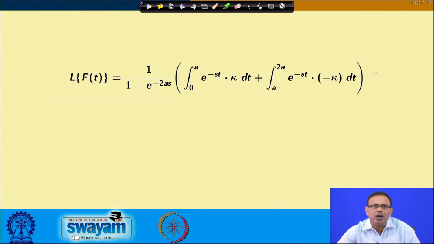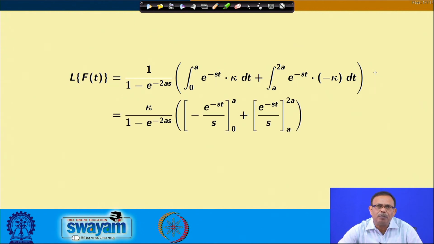So, in the next slide if you see, the Laplace transform of f(t) will be 1 by 1 minus e power minus 2as. Here twice a is the period. So, I am writing minus 2as, and I have to break the integral as 0 to a plus a to 2a, where from 0 to a the value of the function is k and from a to 2a the value of the function is minus k, and this will repeat up to the infinite period. This we have shown in the theorem, and this is the beauty of the theorem of the periodic function.